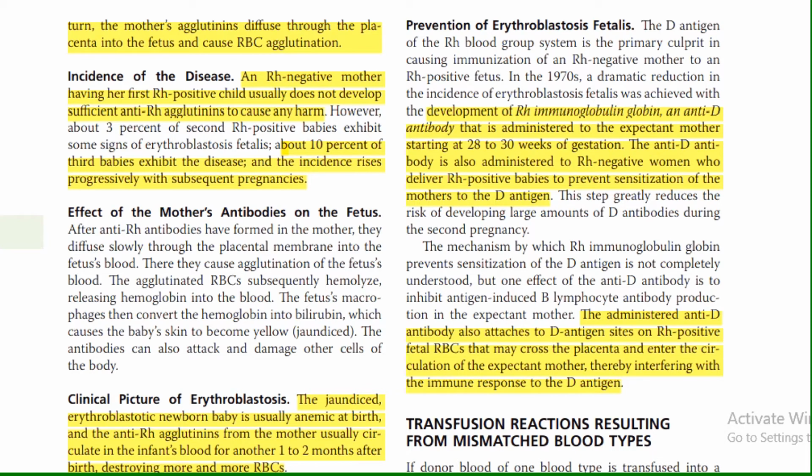Administered anti-D antibody also attaches to the D antigen sites on Rh positive fetal RBCs that may cross the placenta and enter the circulation of the expectant mother, thereby interfering with the immune response to the D antigen.